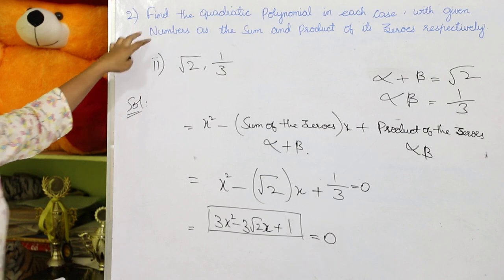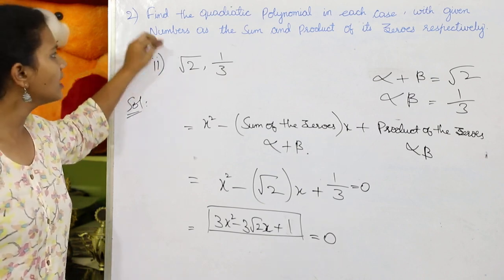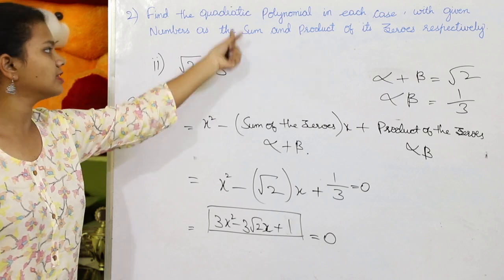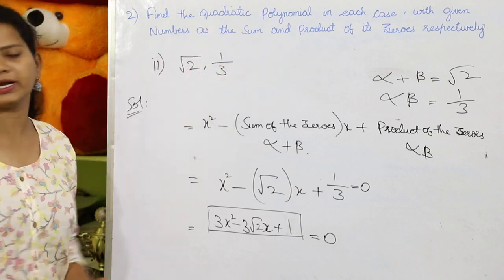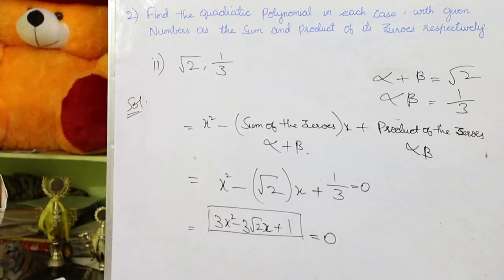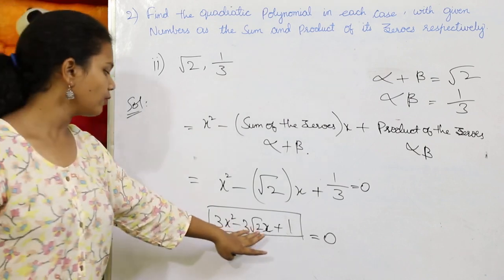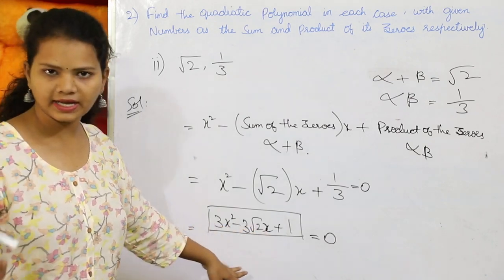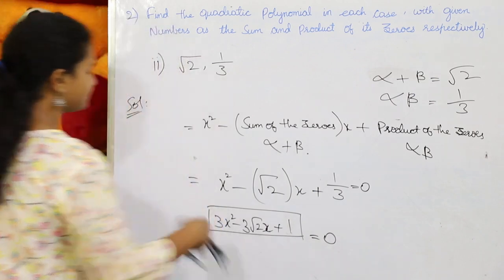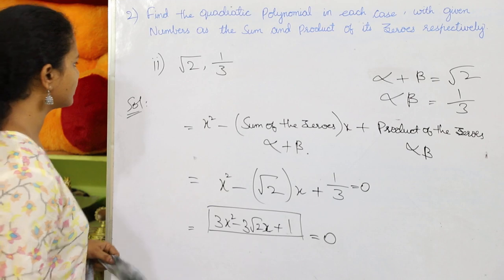So therefore, for our given equation, they have given two values, root 2 comma 1 by 3. So we have converted this by using the sum and the product of its zeros. We have converted into a quadratic polynomial. So the quadratic polynomial is 3x square plus 3 root 2x plus 1 equal to 0. This is the quadratic polynomial, guys. Alright, clear? Very good. Just note it down. Now let's go for the next one, the third one.